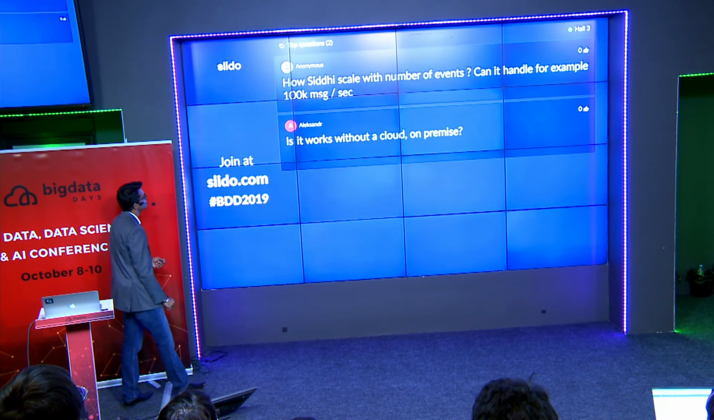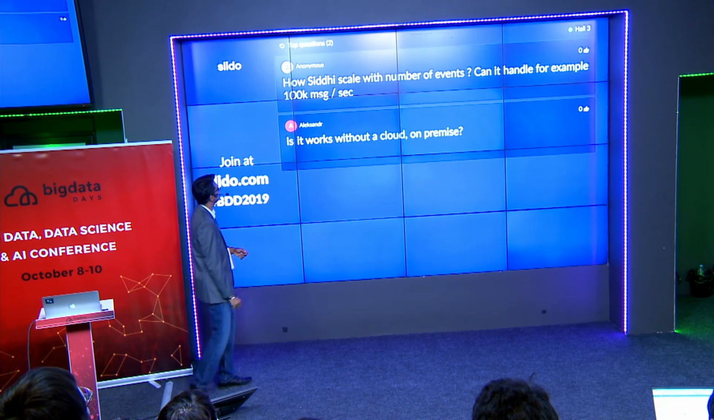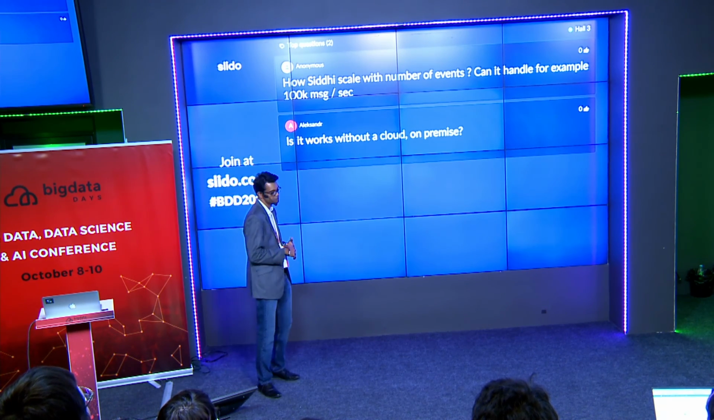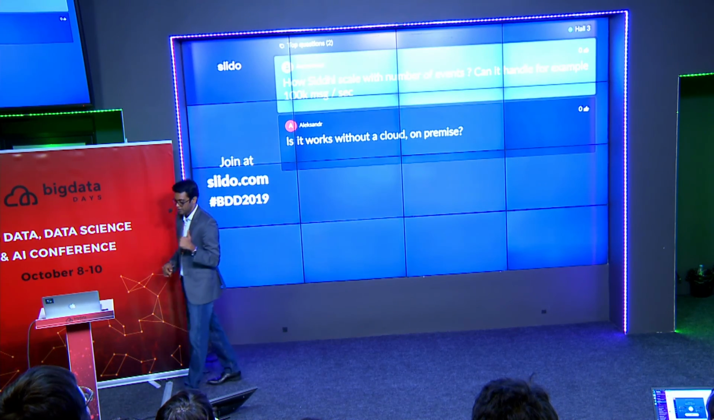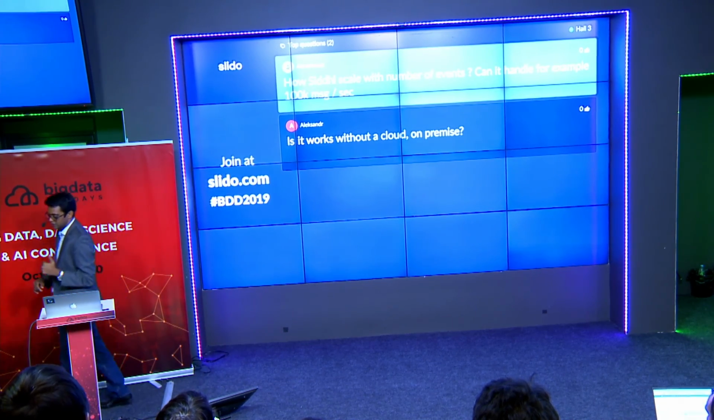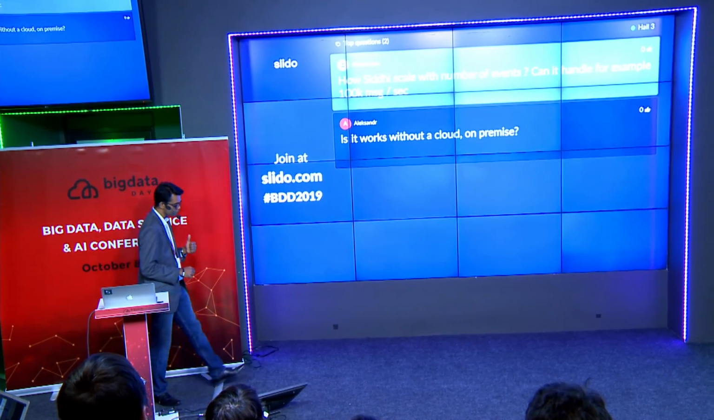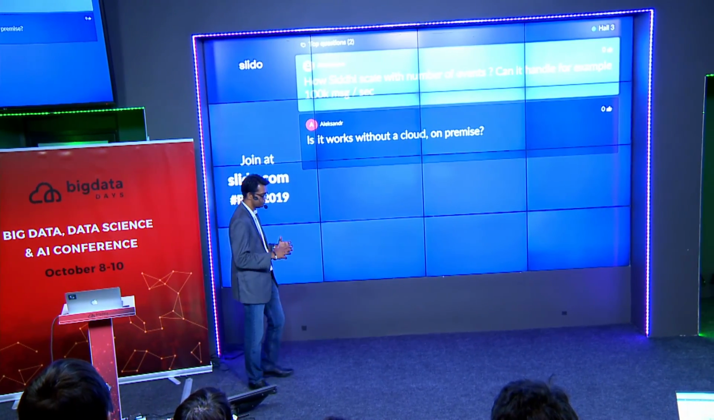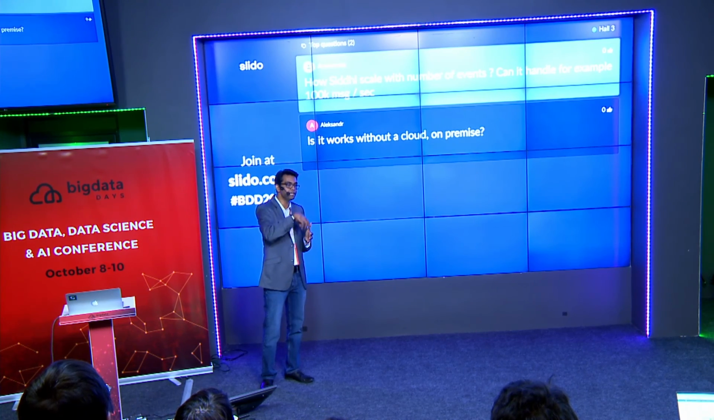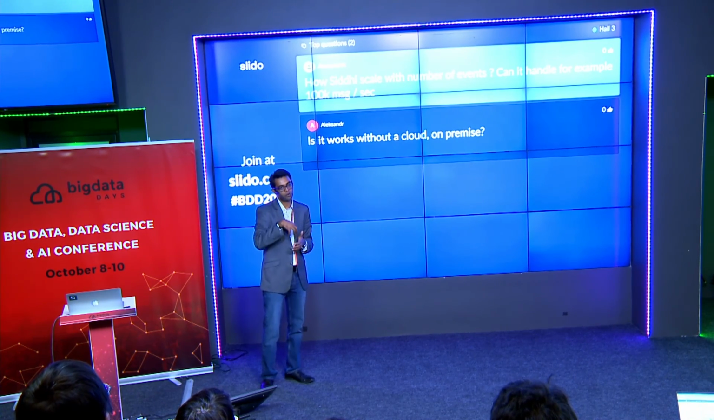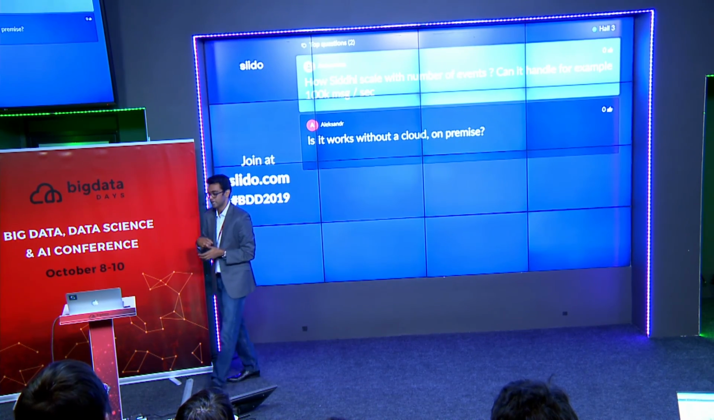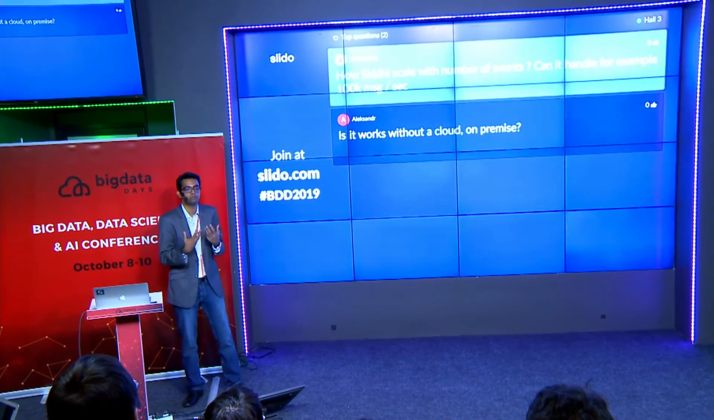How fast is Siddhi? It can of course handle 100k messages per second. This is with network, right? So if you have network, the recommended size is 100k events per second. Whereas if you are running it in memory, embedded in your application, it can go up to 1 million events per second. So that's really fast if you want to do in-memory decision making.